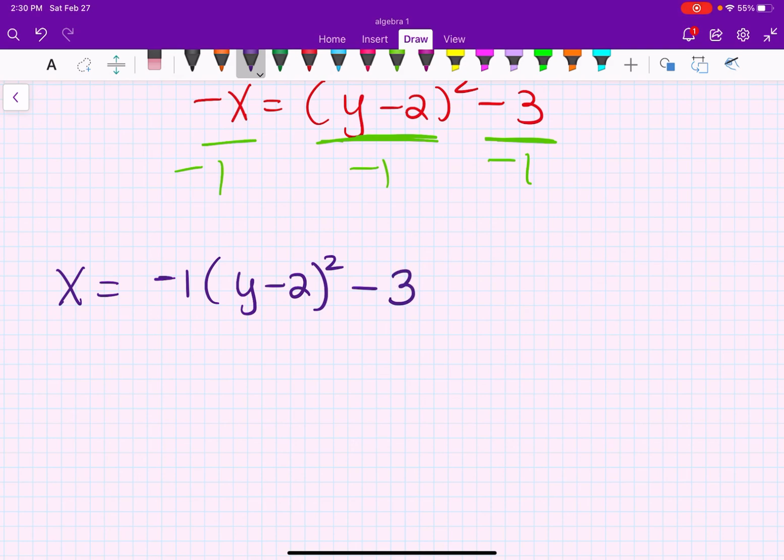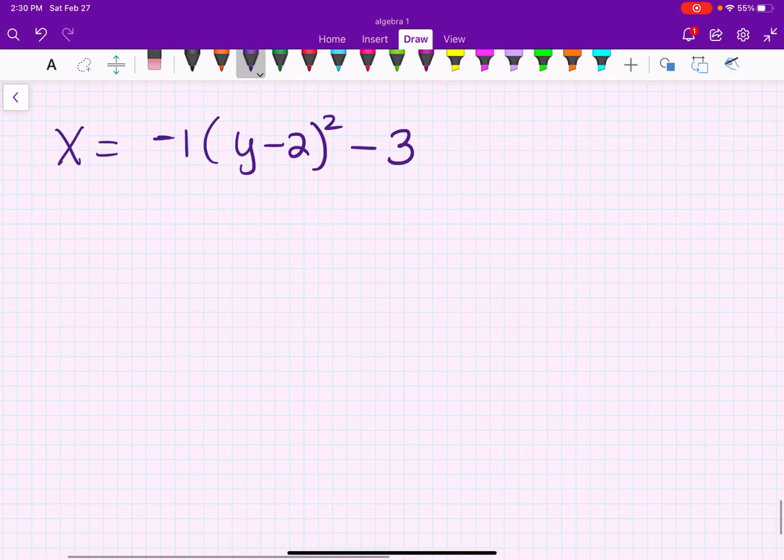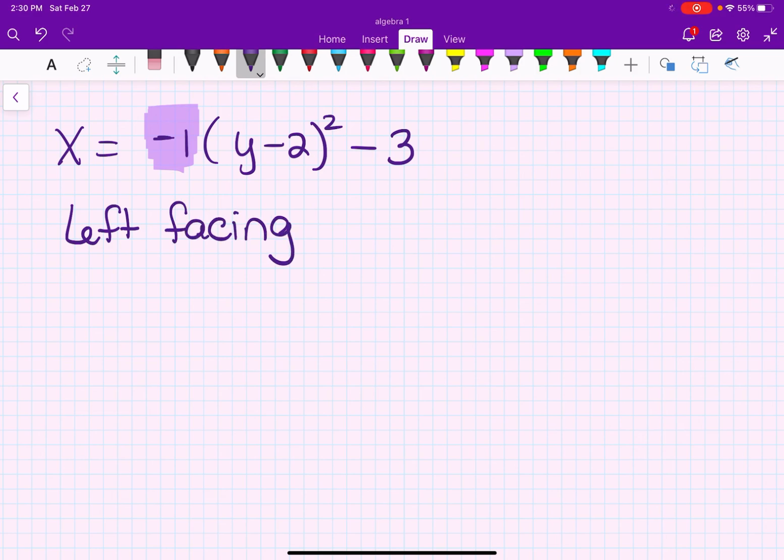Squared minus 3. Okay, so I do know that this is either left or right facing, so let's look at our a value. Our a value is negative 1, which means this is left facing. I knew it was left-right facing because the y is squared and the x is not. Now this is where I've got to be careful: the y value of my vertex is in the parentheses, so I've got to do the opposite.